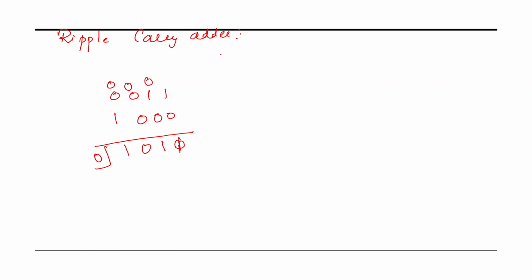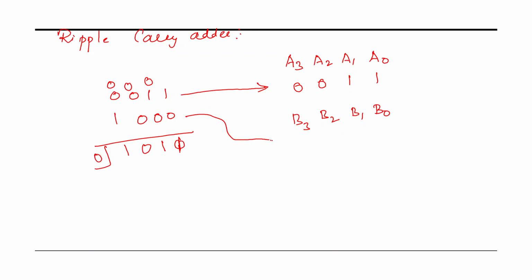The same thing we are going to translate into a block diagram. So now A0, A1, A2, A3 and B0, B1, B2 and B3. This input is A and this input is going to be B. Now how are we adding? At first we add A0 and B0, and then A1 and B1, A2 and B2, A3 and B3.